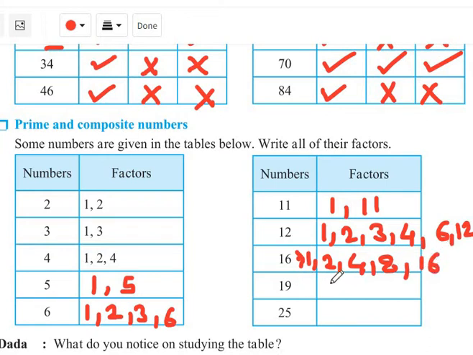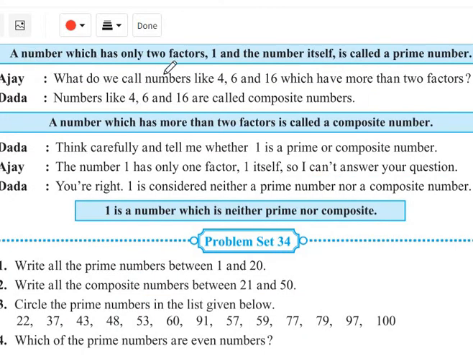Okay, now 19, which table does it come in? 1 and 19 only. Then 25: 1, 5, okay, and which table? 25 only. A number which has only two factors, that is 1 and the number itself, is called a prime number. For example, here 2. 2 has only two factors, 1 and 2. Therefore, 2 is called a prime number.